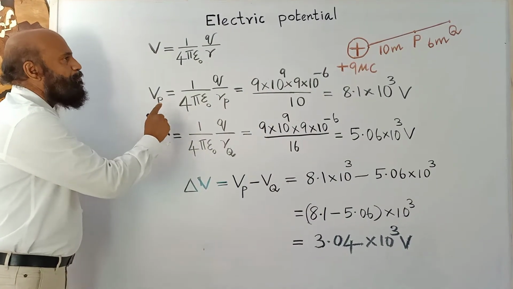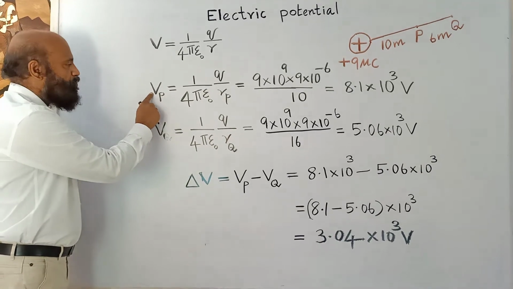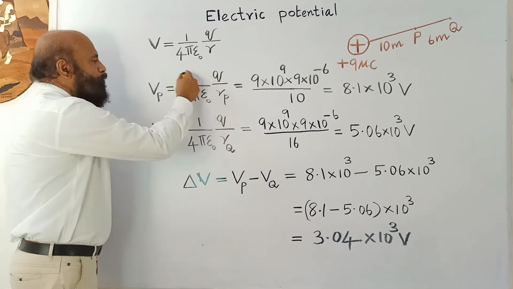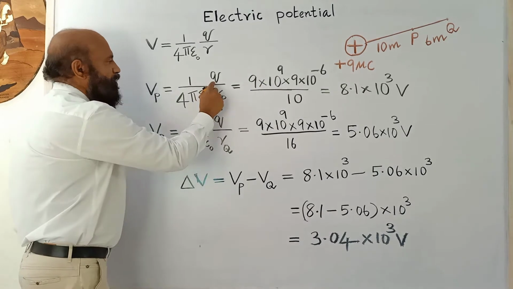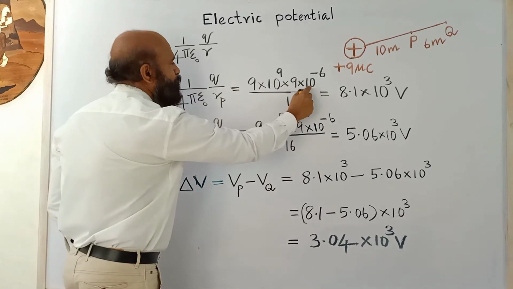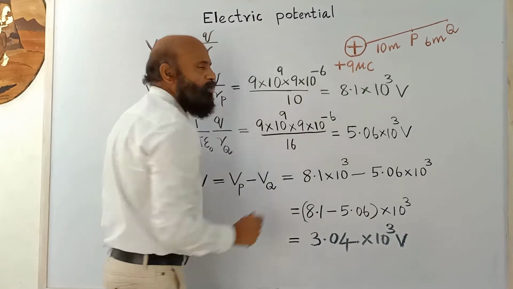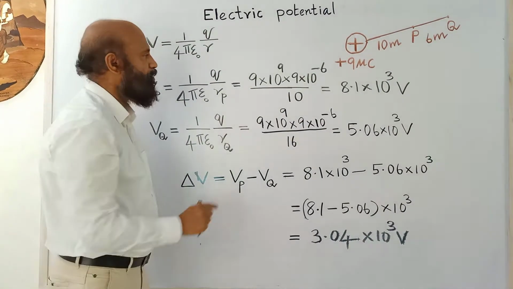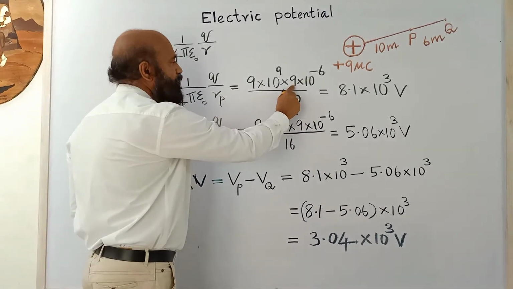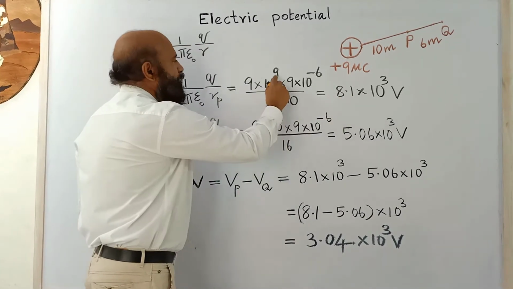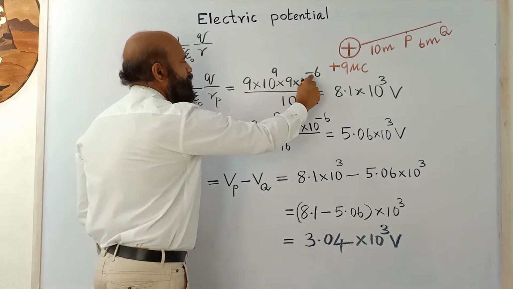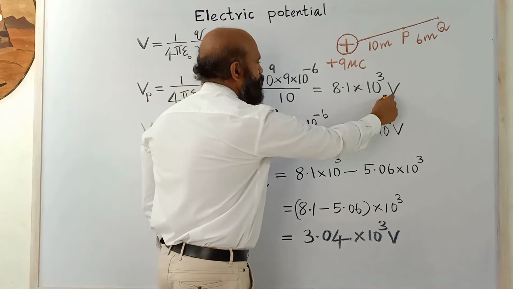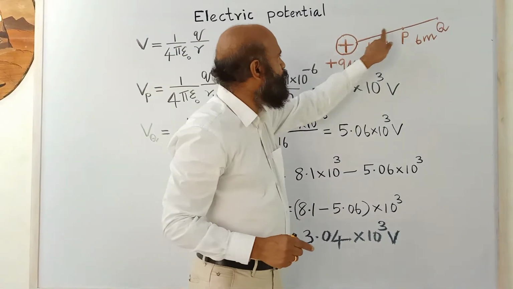Now the potential at P due to the charge is represented as Vp, that is equal to 1 by 4 pi epsilon 0 Q by Rp. The value of 1 by 4 pi epsilon 0 is 9 into 10 raised to 9. Then the magnitude of the charge is 9 into 10 raised to minus 6 because it is microcoulomb. Then the distance of the point from the charge is 10 meter. 9 into 9, 81. 81 by 10 is 8.1. Then combine the powers: 9 minus 6 is 3. So 8.1 into 10 raised to 3 volt. That is the potential at P due to the charge.